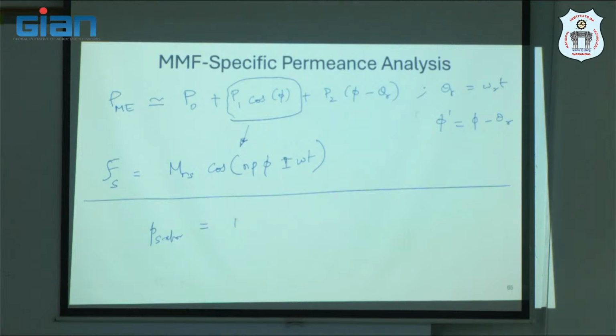So that will be MNS P1 cos NP phi plus or minus omega t cos phi. What is the function for cos A cos B? Trigonometric identity. Anybody remembers?